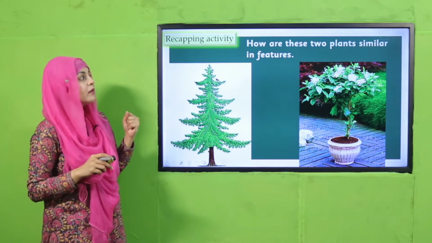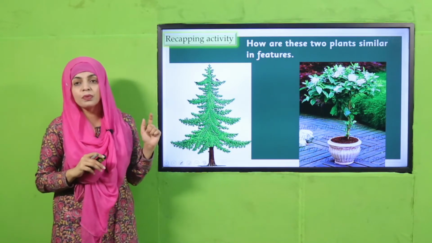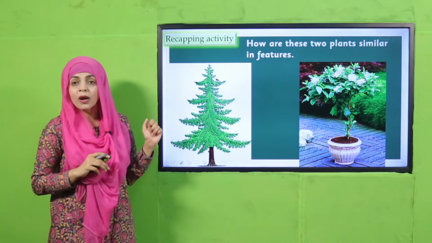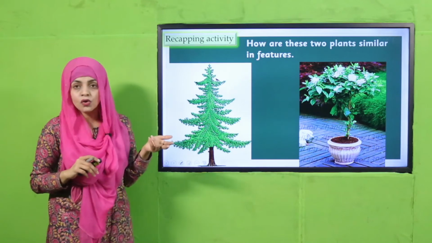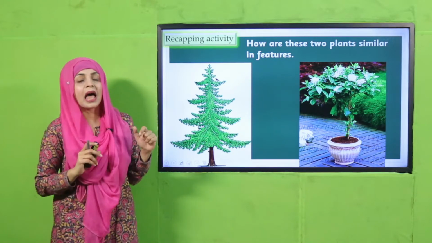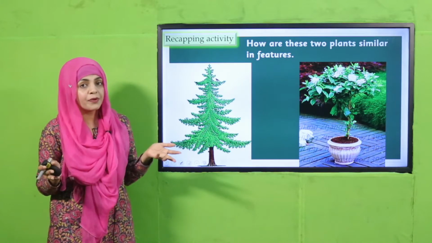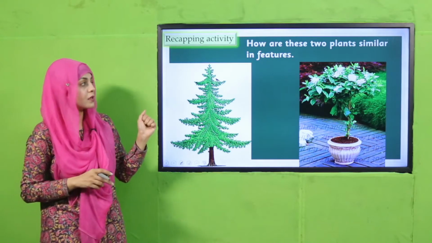So quickly, how are these two plants similar in features? Here you can see two plants. Both are plants. Both have green leaves. Both are autotrophs. Both need water, air, and sunlight. And the other thing is both can reproduce. These are some similarities among flowering and non-flowering plants.